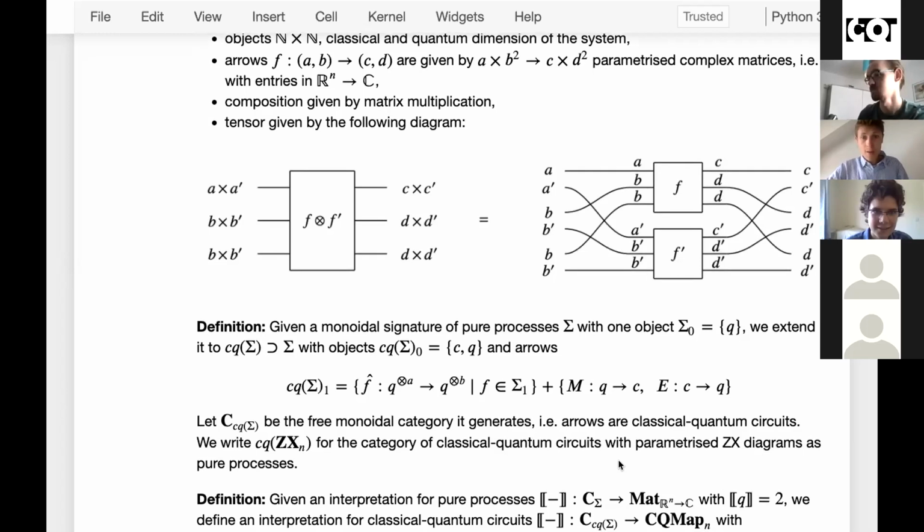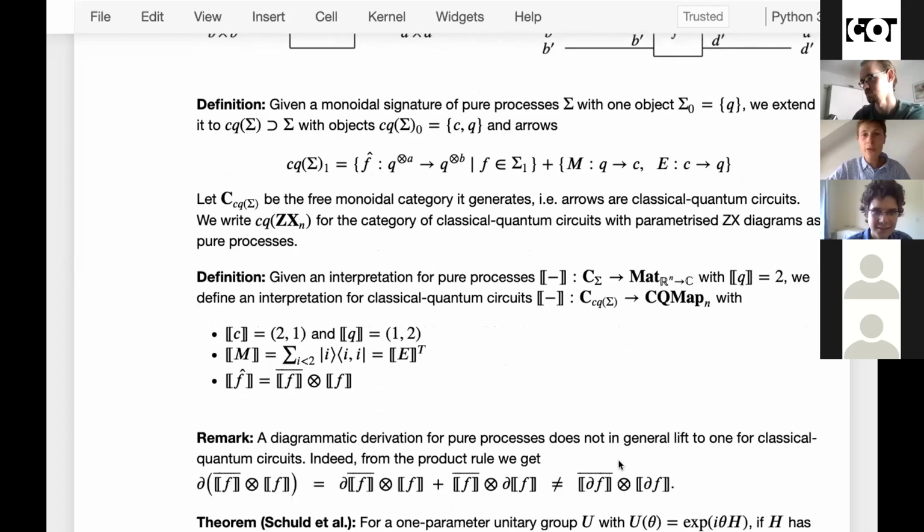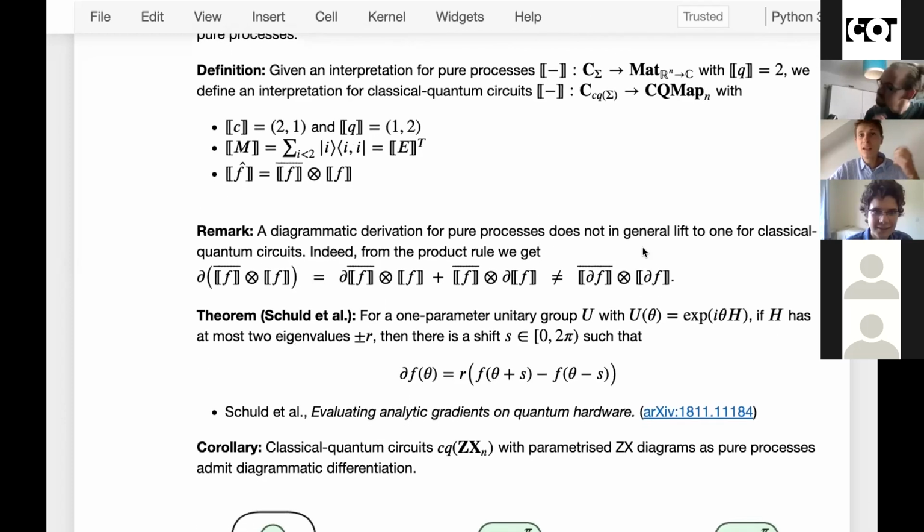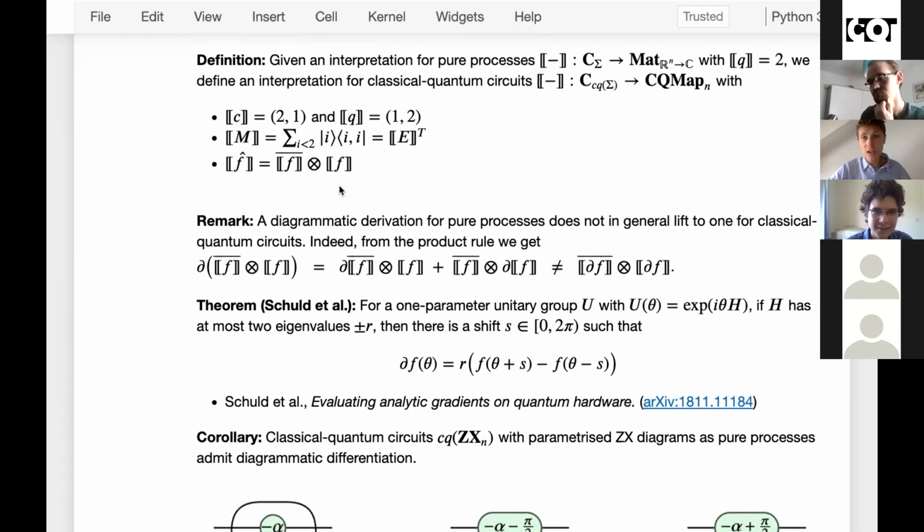So now, if we have an interpretation for pure processes, we can interpret these classical-quantum circuits. Essentially, the classical wire is going to be sent to dimension 2 for the classical system, dimension 1, so a scalar, for the quantum system, and vice versa for Q. Now we have measure and encode that are defined in the usual way. And the interpretation of a pure process is the double of its interpretation. So we take the conjugate, we tensor it with the original thing, and that's the usual construction. Essentially here, it's a description of what we've implemented.